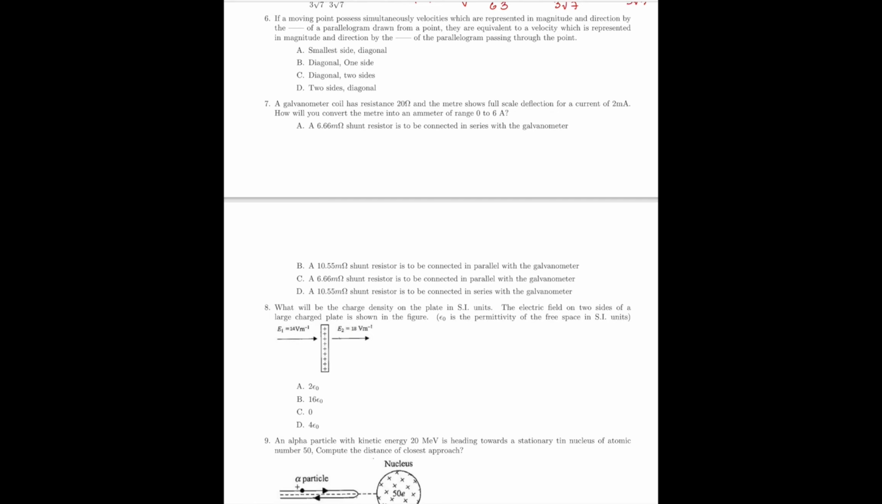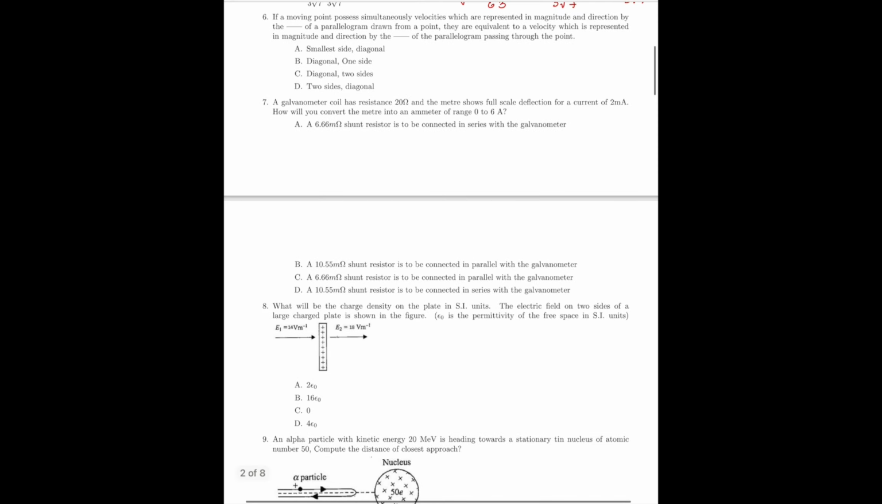In the sixth problem, the question is, if a moving point possesses simultaneously velocities which are represented in magnitude and direction by the sides of a parallelogram drawn from a point, they are equivalent to a velocity which is represented in magnitude and direction by the diagonal of the parallelogram passing through the point. So this question basically asks about the parallelogram addition rule of two vector quantities.